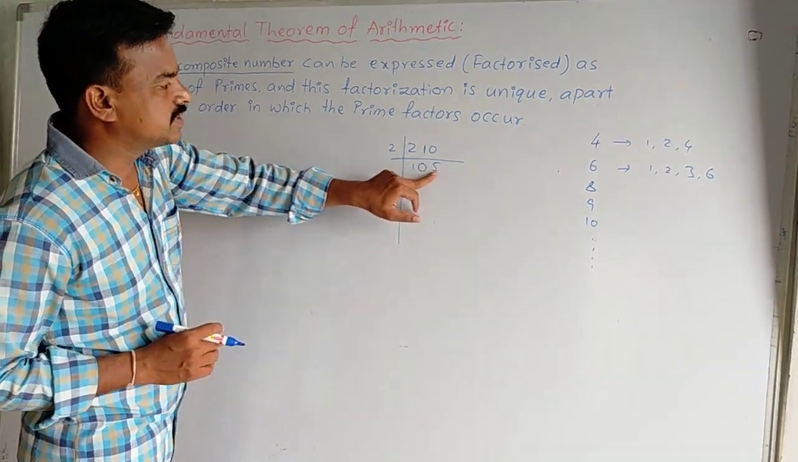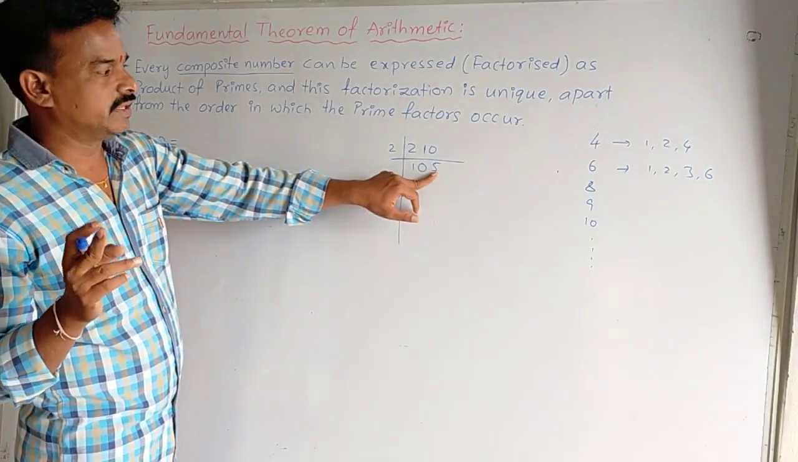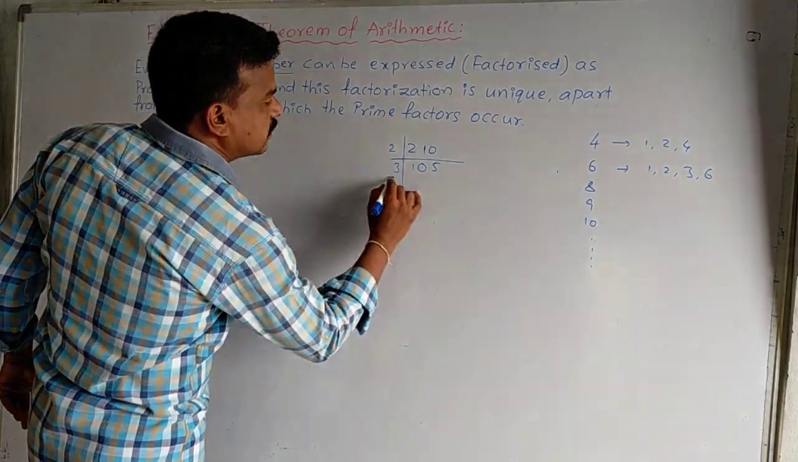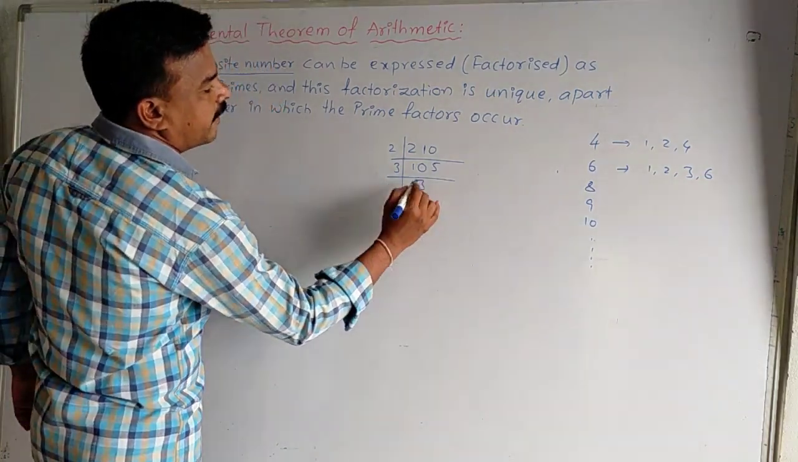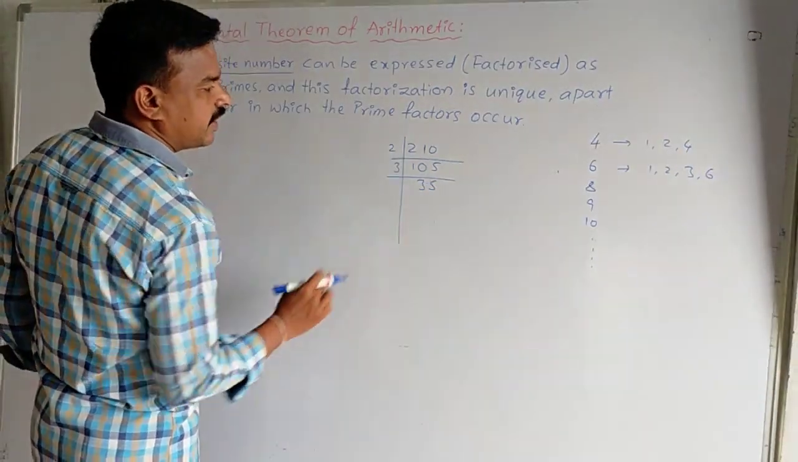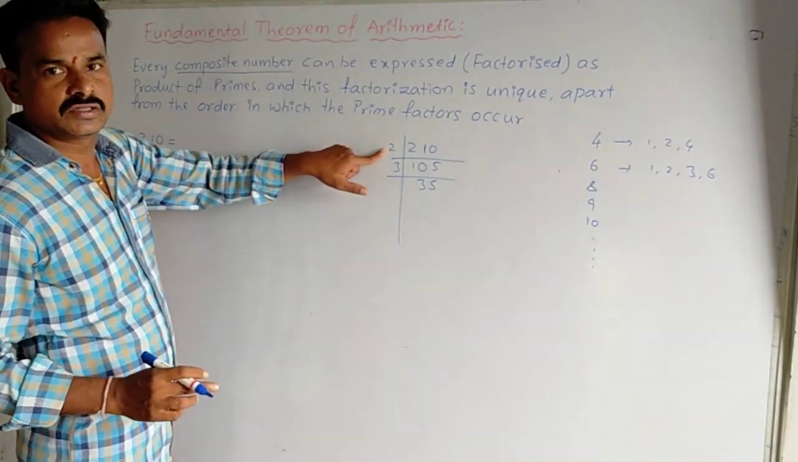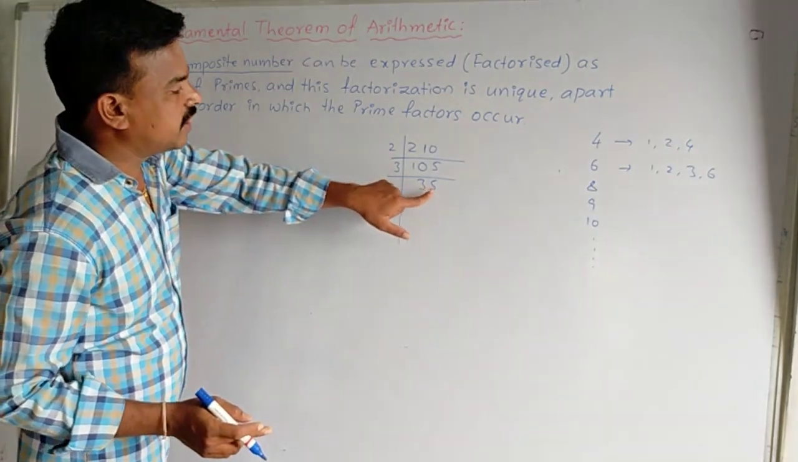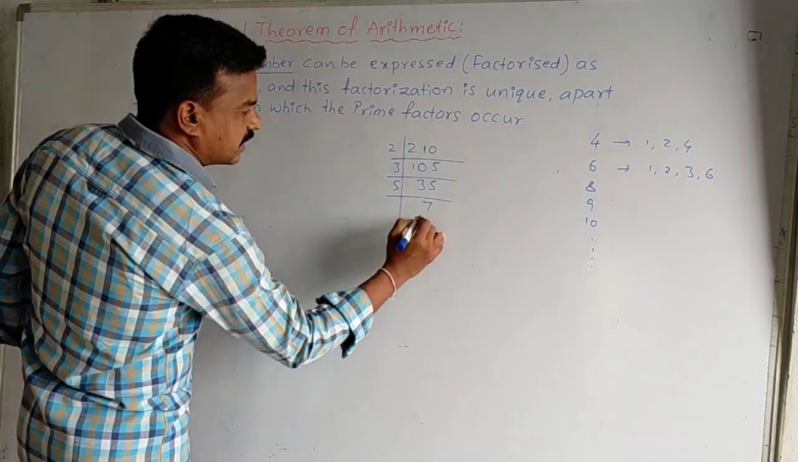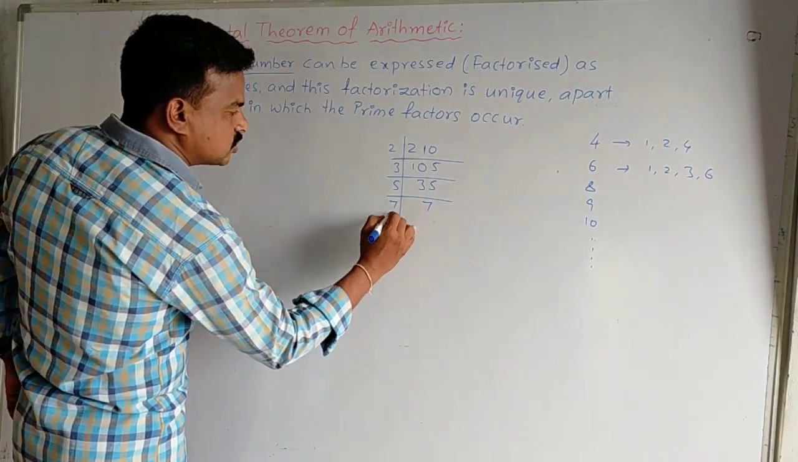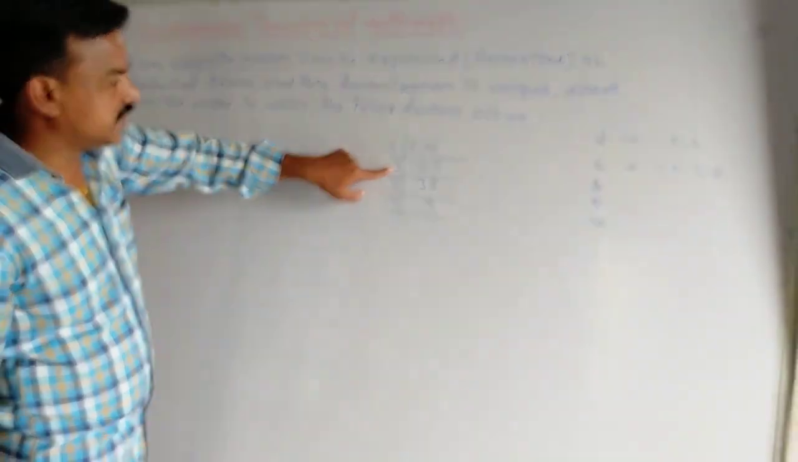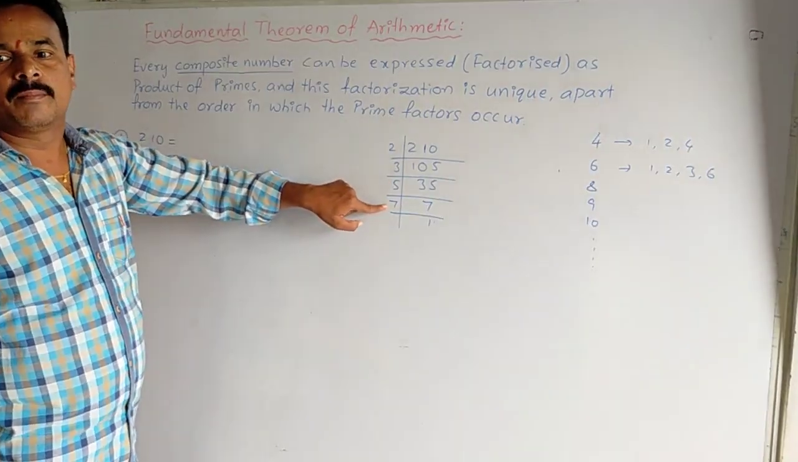But 1 plus 0 plus 5 equals 6. By the division rule, this number is divisible by 3. Okay, so we have to take 3. 3 threes are 9 and 3 fives are 15. Okay, next 35 is not divisible by 3 or 2, but 35 is divisible by 5. So you take 5, 5 sevens are 35, and then this 7 is also a prime number, that's why 7 ones are 7. So here 2, 3, 5, 7 are prime factors.